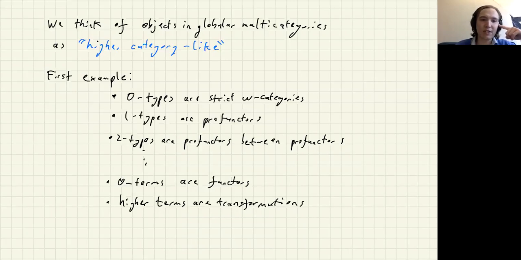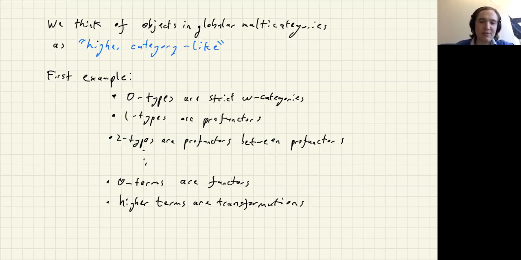you can construct a globular multicategory whose zero types are strict omega categories, whose one types are profunctors. Two types are then things I call profunctors between profunctors. So if you think about what a profunctor is, it's a functor that outputs a category. So if you have two of them that output two categories, then you can look at profunctors between those output categories.